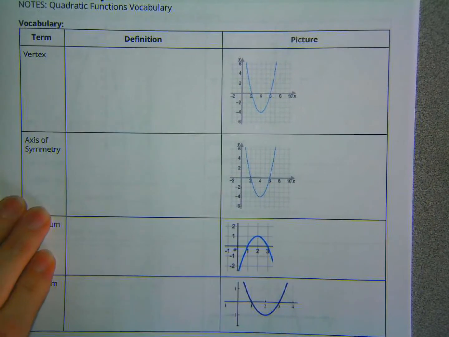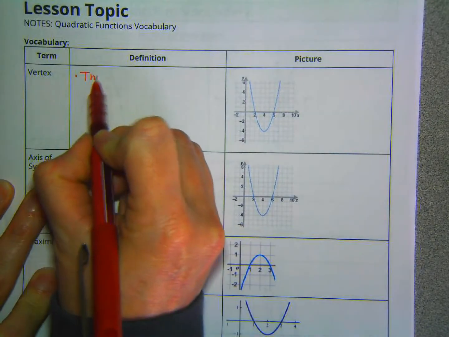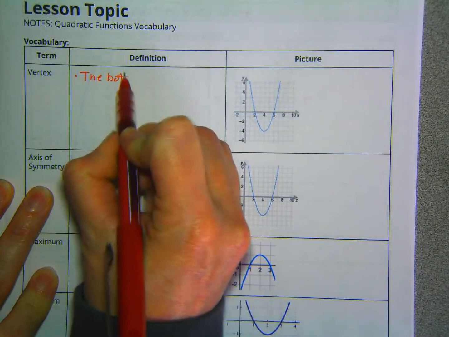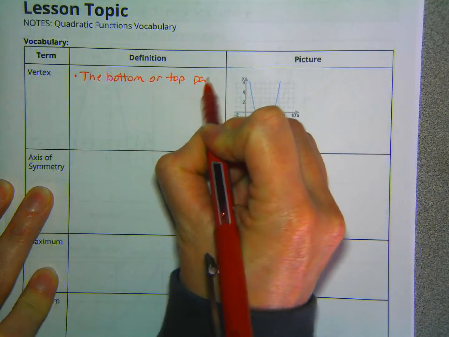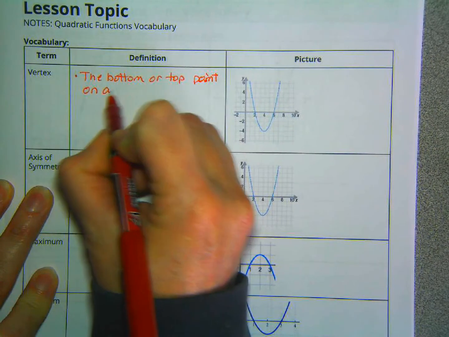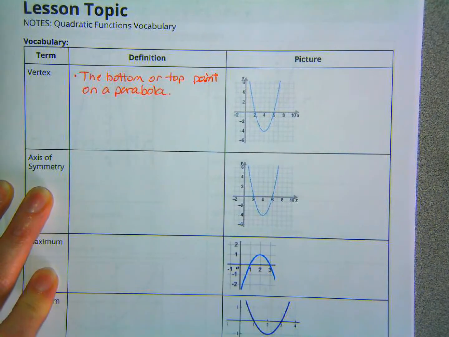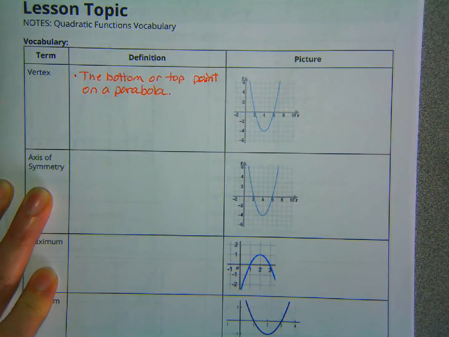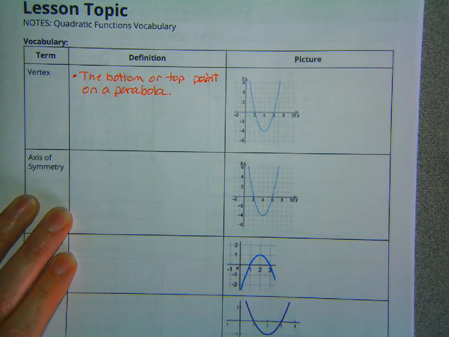First off is the vertex. The vertex is the bottom or top point on a parabola. It's either the bottom or the top. Now, some parabolas are not functions. In that case, the vertex would be the left or the right. That really does not come up in Algebra 1. So for our purposes, it's the bottom or the top point on the parabola.